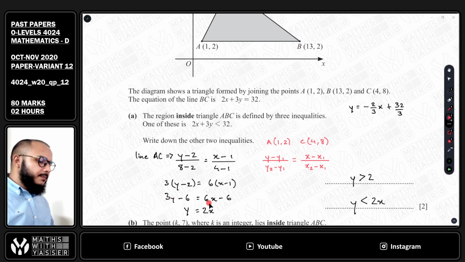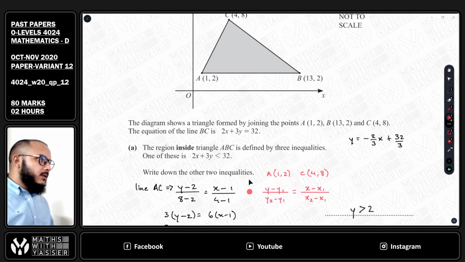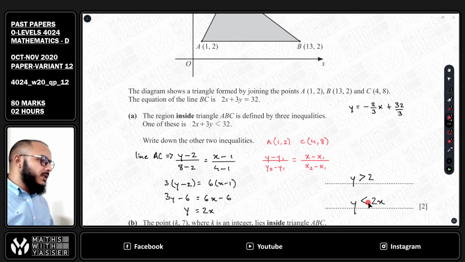And eventually, if I add positive 6 on both sides, they will cancel out. Then I will be left with only 3y equals 6x. And if I divide both sides by 3, I will end up getting y equals 2x. So the equation for the line AC is y equals 2x. And since the shaded region lies below the line y equals 2x, and y is positive, of course, that means the region represented by the inequality will be y is less than 2x.